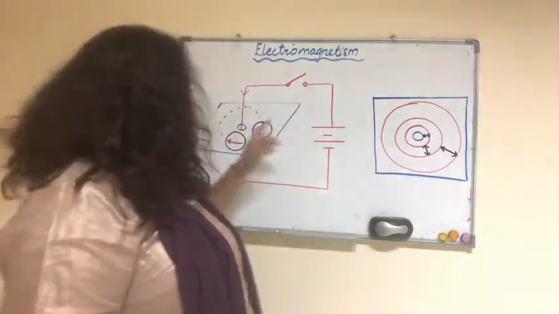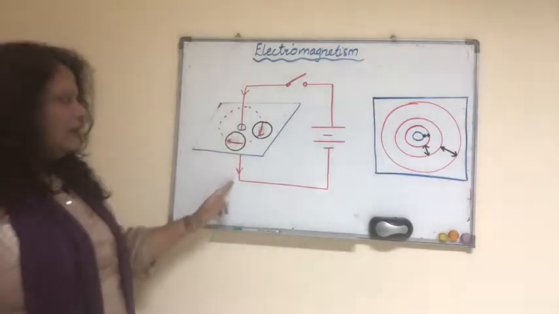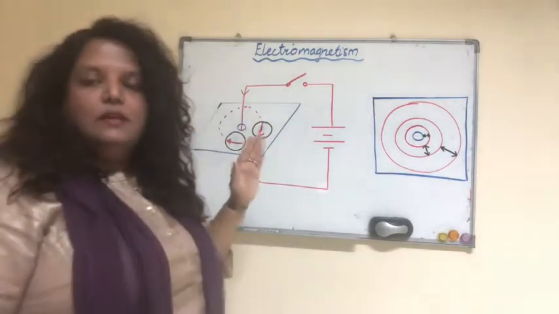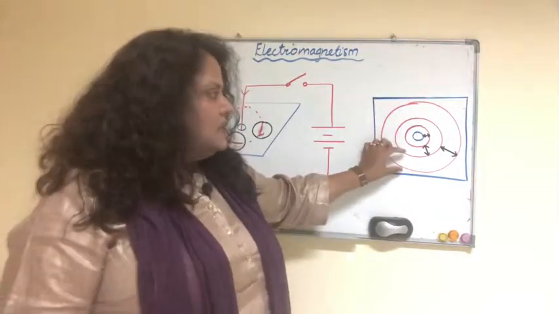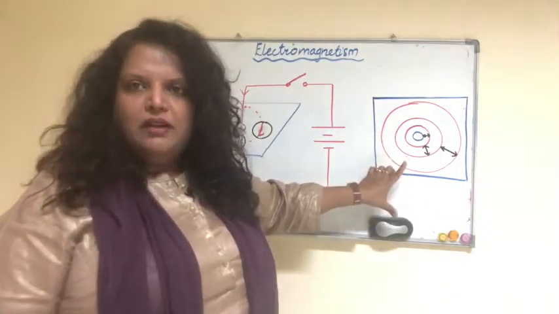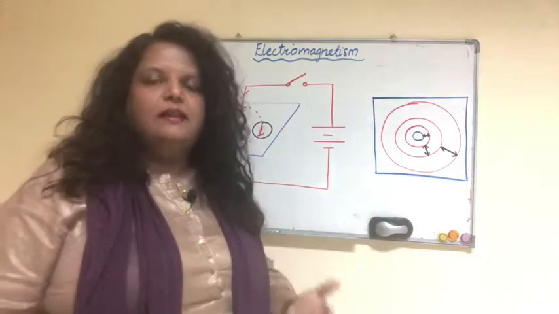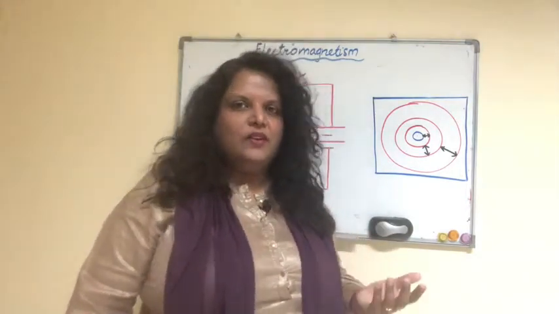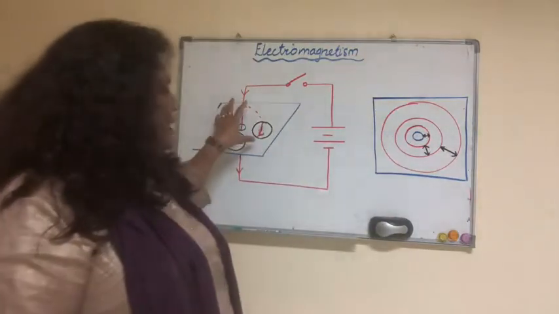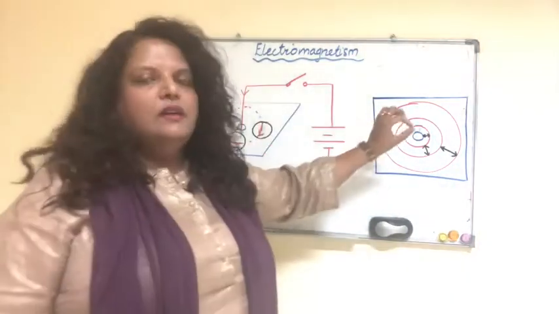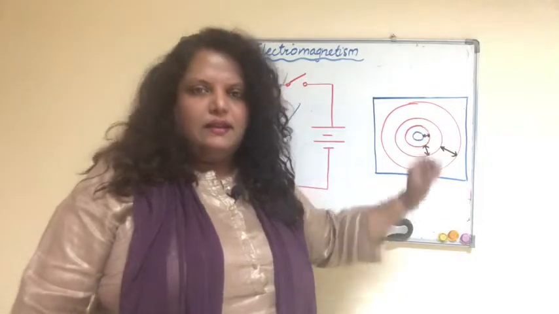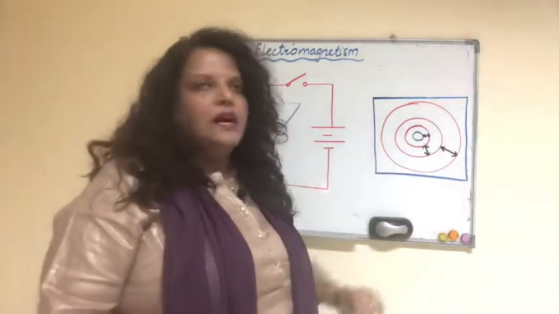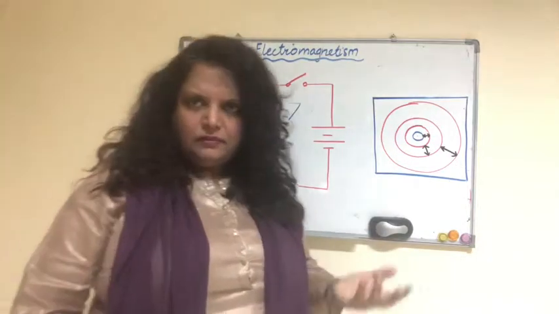Okay, so definitely closer to the current carrying wire, the field is going to be stronger. As you move away from the wire, you will notice that the field becomes weaker. So the distance becomes bigger and bigger as you move away from it, indicating that the strength of the magnetic field is getting weaker. Alright, so this is about the magnetic field that is created around a single wire that is carrying current.